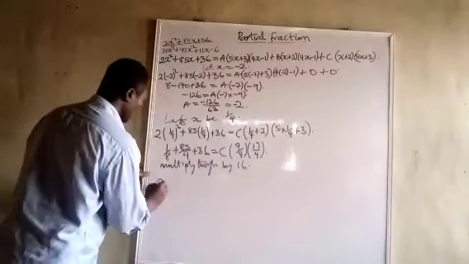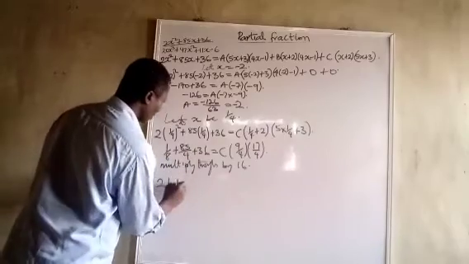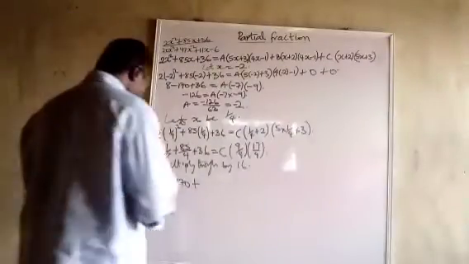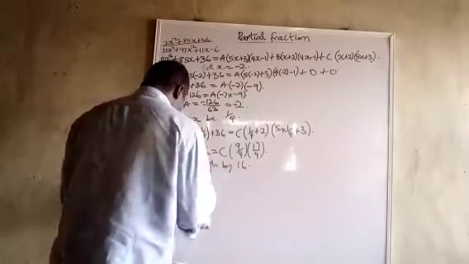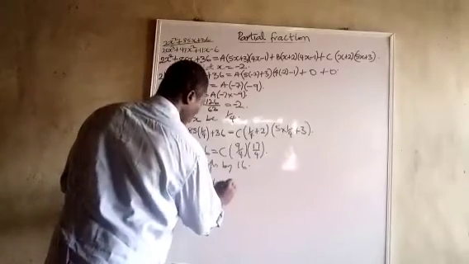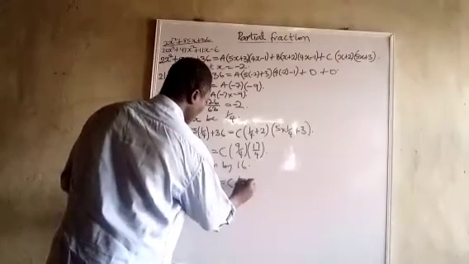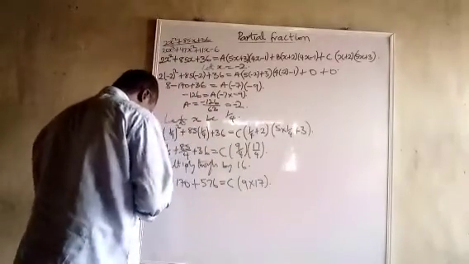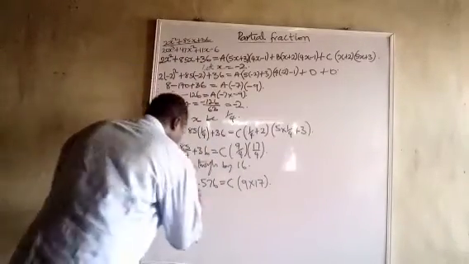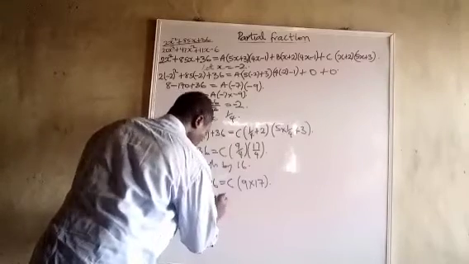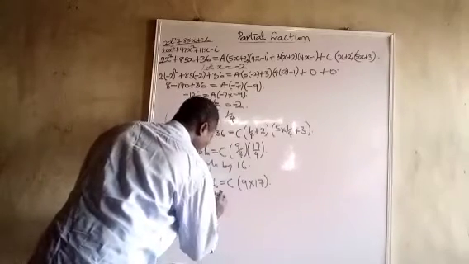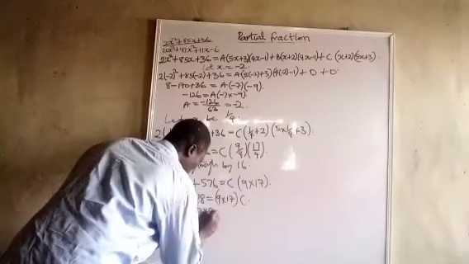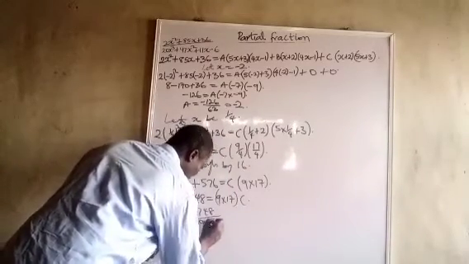I'm going to have 2 here plus 170. So 36 times 16, 576, is equal to C into 9 times 17. So what does that give me then? So I have 748 is equal to 9 times 17 into C. Therefore C will be 748 divided by 9 times 17.